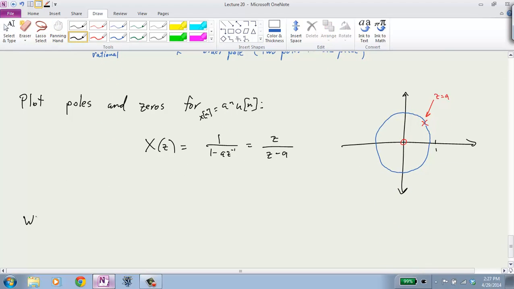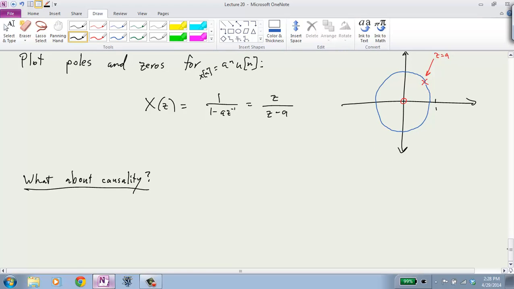Okay, what about causality? Because causal is going to be important to us if we're implementing something in real time. Yes? What'd you say? Yes. That is a circle. Does it look like an oval? Oh, you know what? I think it squishes a little bit vertically. Looks more like a circle here.